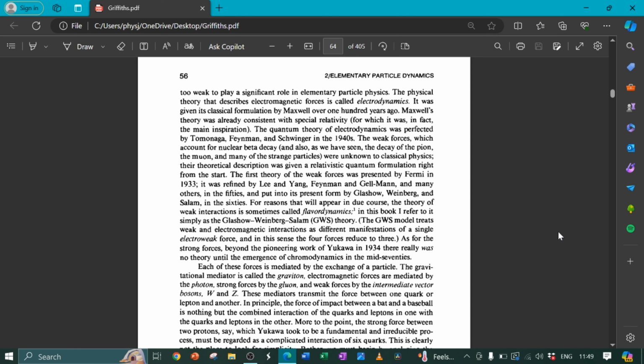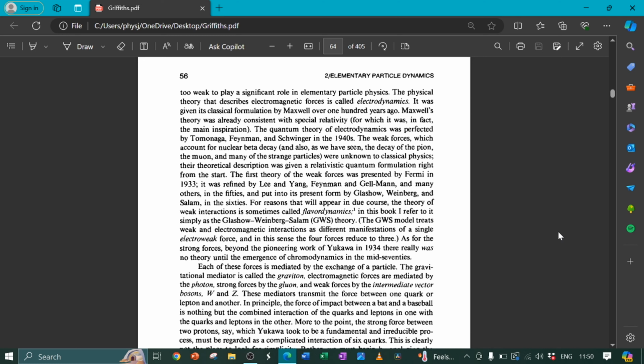The weak forces, which account for nuclear beta decay, and also, as we have seen, the decay of the pion, the muon, and many of the strange particles, were unknown to classical physics. Their theoretical description was given a relativistic quantum formulation right from the start. The first theory of the weak forces was presented by Fermi in 1933. It was refined by Lee and Yang, Feynman and Gell-Mann and many others in the 50s and put into its present form by Glashow, Weinberg and Salam in the 60s.